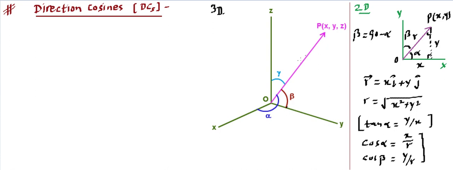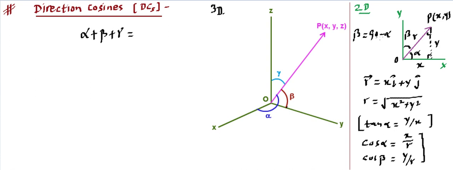And then let's say this vector OP makes angle with the z axis, which is gamma. So this is gamma angle. So here alpha, beta, gamma, they are the angles made by this vector OP with the corresponding axes x, y and z. Here if somebody asks what is the value of alpha plus beta plus gamma, can you think of what this value is going to be?